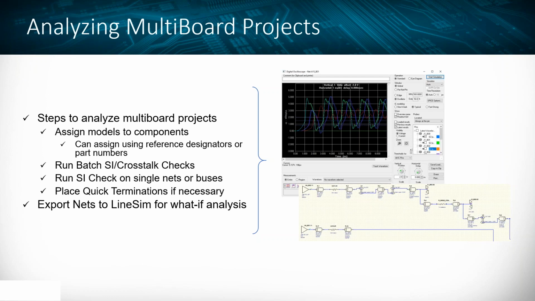So what we can do within the simulation realm is we can actually start off with running a batch SI and crosstalk check. What the batch analysis allows us to do is essentially check as many nets as we want on the entire design. You could check all of them, you could check just a few buses, or just your critical nets. And it's going to go ahead and run the batch simulation and highlight any signal integrity issues that we might have, length violations, crosstalk violations. Anything that we set up in that batch SI check is going to be flagged, output an HTML report for us, and allows us to share and collaborate that with our different users.